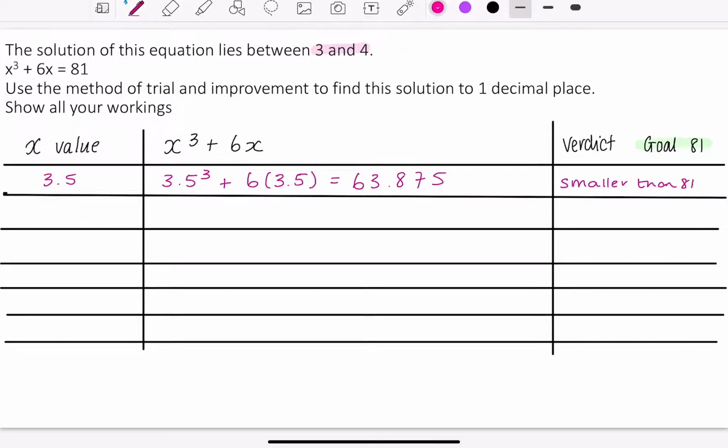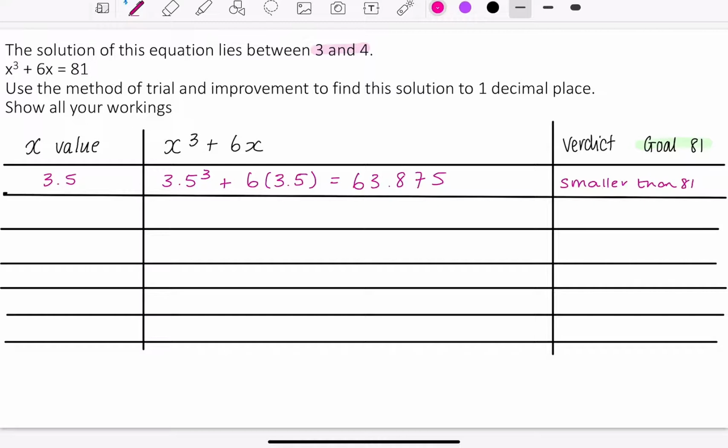So if 3.5 is too small, the next number we need to try needs to be larger than 3.5. I would argue 63 is quite a lot smaller than 81, so I'm actually going to make a little bit of a jump here. You don't have to make any jumps. You can try every number, but sometimes you might have to work backwards if you make a jump. So maybe if you jump too high, you would then maybe have to go back a step, but that's okay. But be careful if you are making these jumps. If you do, be sensible with them.